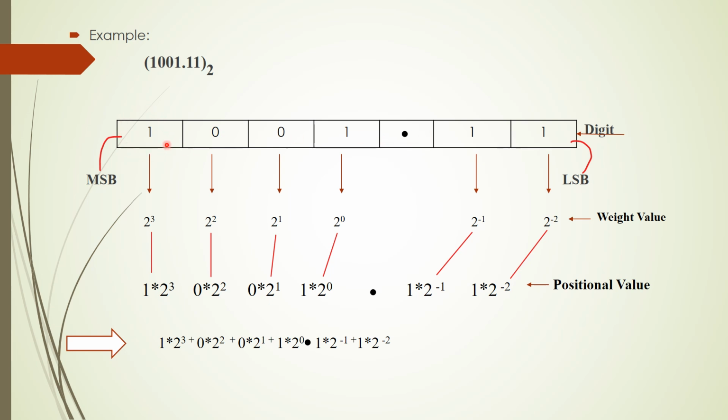The position of this 1 is the MSB and the position of this 1 is the LSB. That means it is the greatest positional value in the binary number and it is the lowest positional value in the binary number.